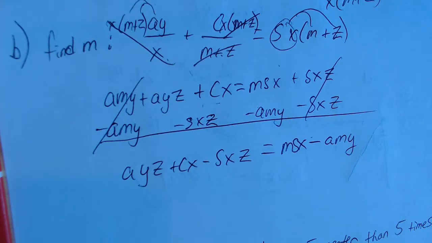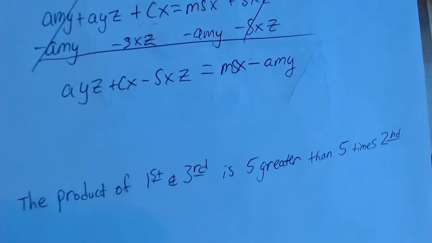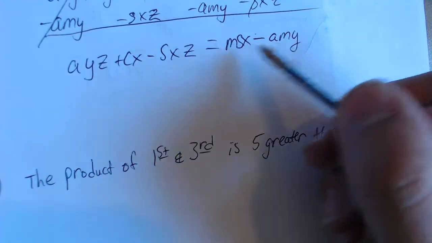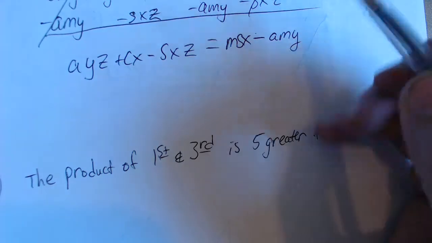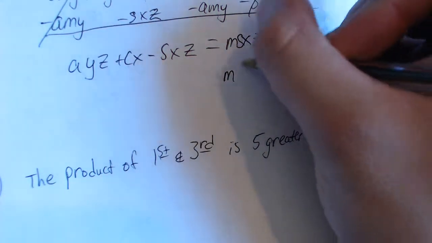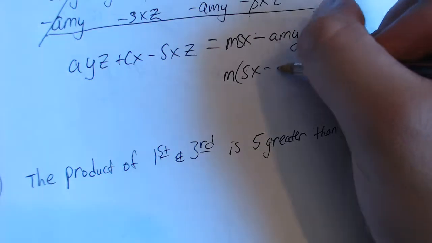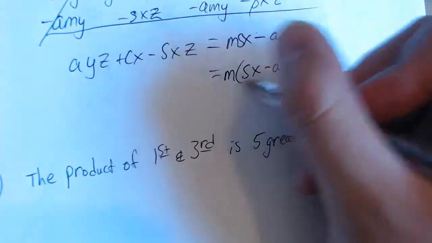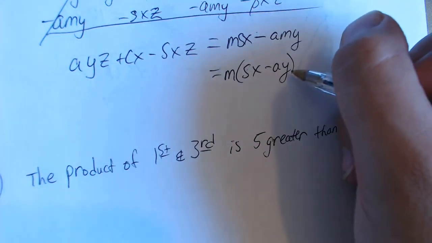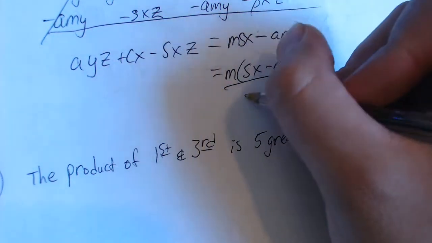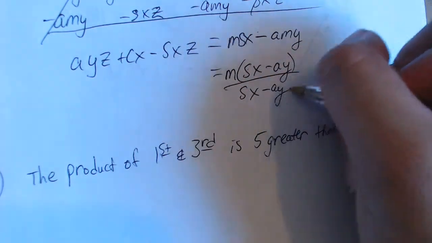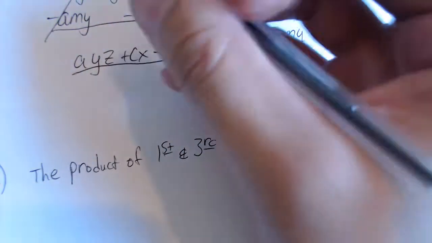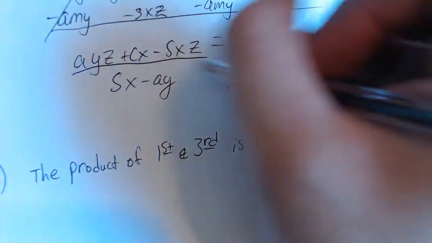Now, the next thing I can do here, now that my m's are all on the same side, is I see that they are now a greatest common factor of this polynomial. So I can factor them out as m times sx minus ay. And that's going to equal all of this. And then the last thing I need to do is to just eliminate sx minus ay. So I do that through division. Divide by sx minus ay. That cancels. And then I can take this entire side and write it over sx minus ay, and m equals all of that. So that is my final answer.